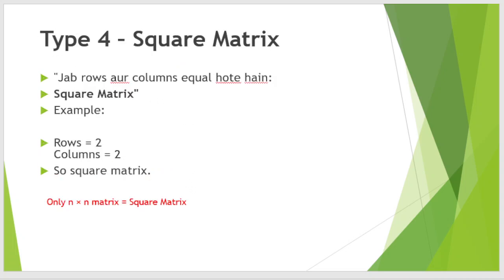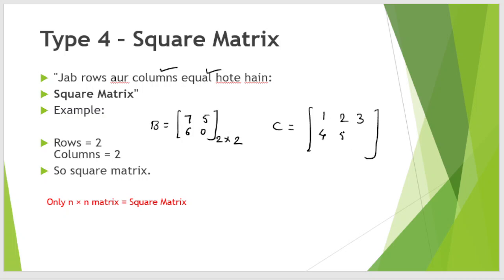It is easy to understand. Square means number of rows and number of columns are equal. जहाँ पे equal number of rows and columns होते हैं. For example, simple example, I'm going to write a matrix B with 2 rows and 2 columns. We can write like this: 2 rows and 2 columns. Anything you can write. Suppose matrix C, 3 rows and 3 columns. 1, 2, 3, 4, 5, 6, 7, 8, 9.